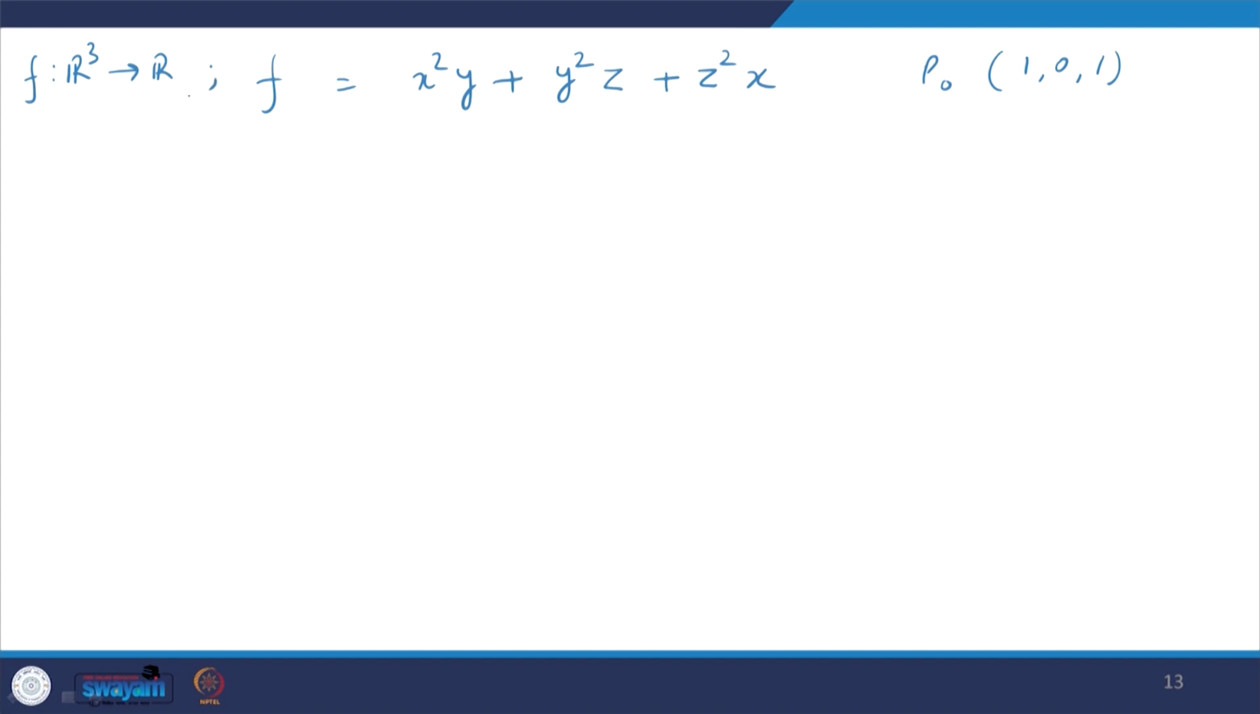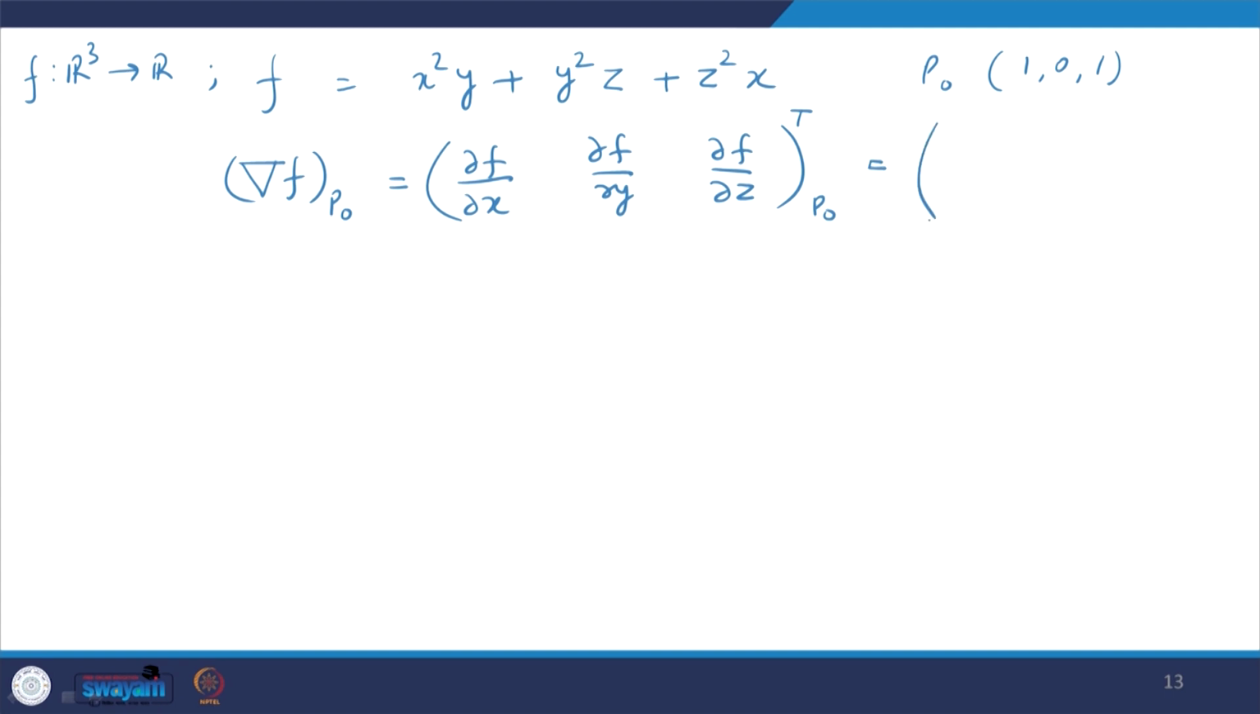Now, if we want to find the direction where f increases most rapidly, that will be the gradient of f at p naught. What is the gradient of f? It is del f upon del x, del f upon del y, del f upon del z, because there are 3 variables here, at p naught. del f upon del x is 2xy plus z square, del f upon del y is x square plus 2yz, del f upon del z is y square plus 2zx, at the point 1 0 1. Here x is 1, y is 0, z is 1, so this is (1, 1, 2) transpose.